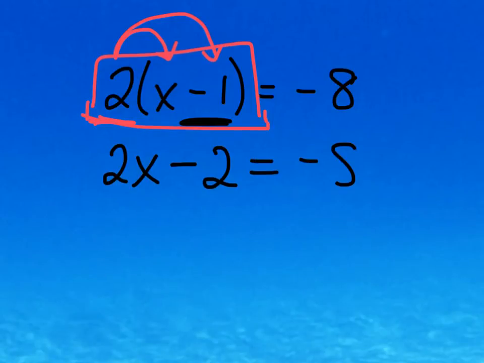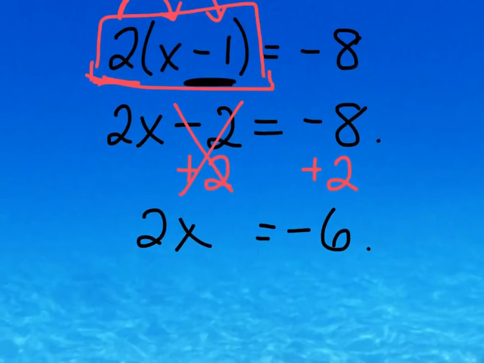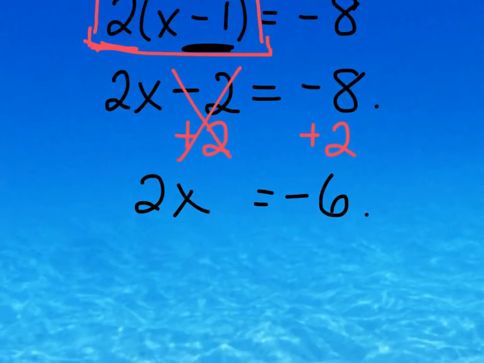Alright, so we know this equals negative 8. Next, we're going to get rid of this constant by adding 2 to both sides, canceling that out, and we're left with 2x equals negative 8 plus 2, well, that's negative 6. Finally, we need to get rid of this 2 by dividing by 2, cancels those out, and we're left with x equals negative 6 divided by 2, and that's negative 3.